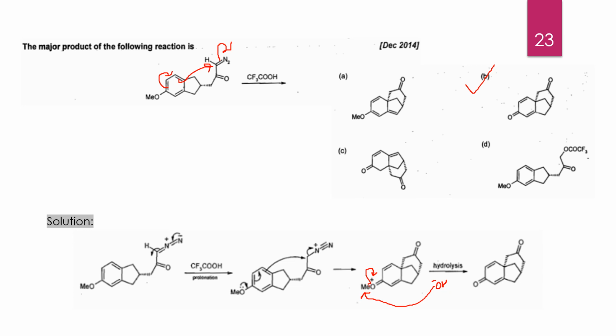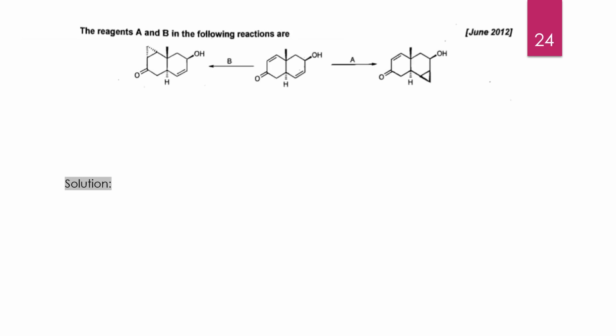Okay, so this is almost the last, maybe second last. The reagents A and B in the following reaction are what? We have to predict the reagents. See, from the same substrate, there are two types of double bond. This one is an electron deficient double bond, because resonance is here, and this one has only an alkyl group, so it is comparatively electron rich.